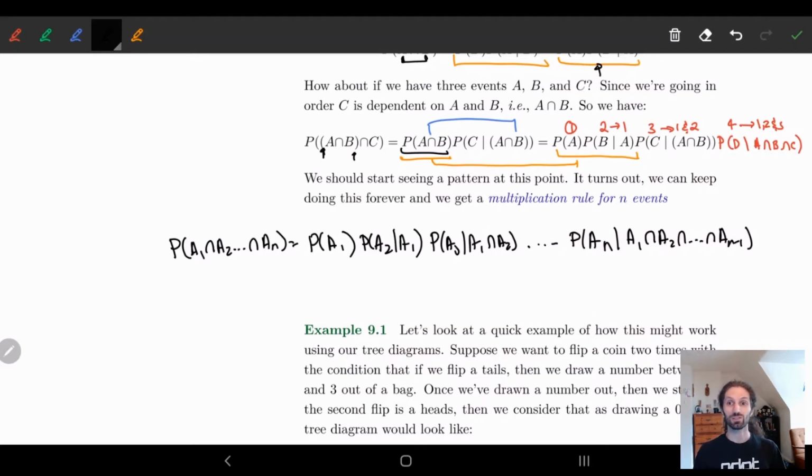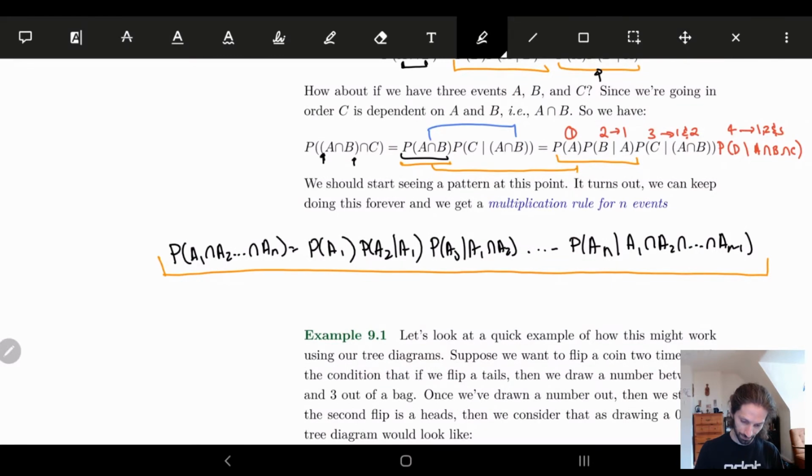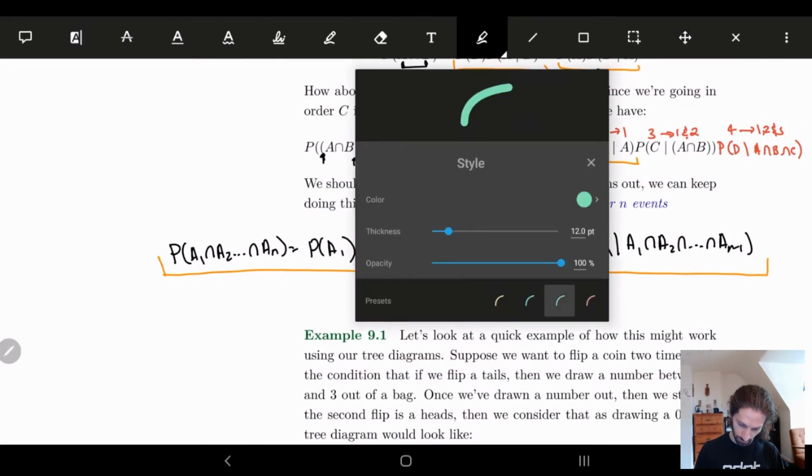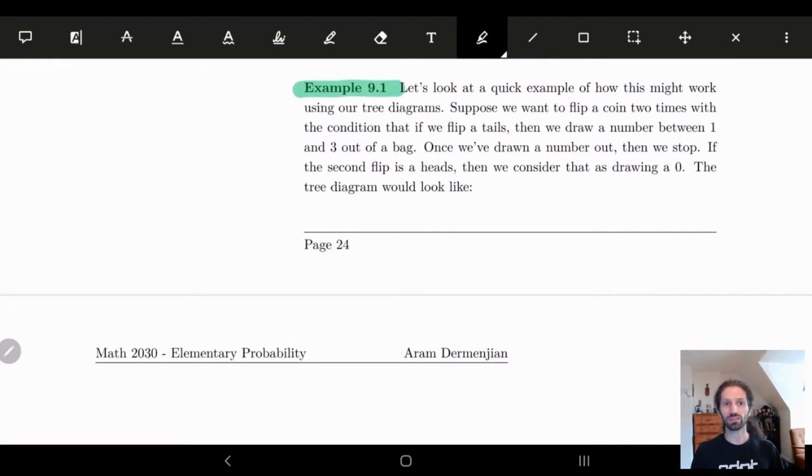Hi, human. So back to sequences of events. Remember in the last one we decided that this is a good way to look at n events all at once and how they sequence together. In this video we're going to look at an example. Example 9.1. Let's see how this might work.